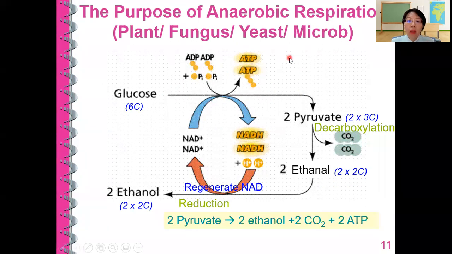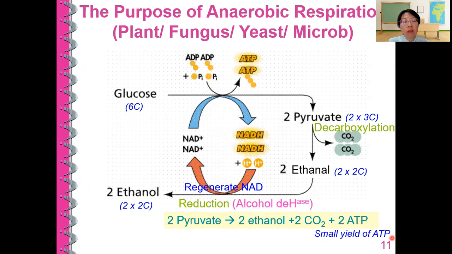Okay, so the equation will be 1 glucose gives 2 pyruvate and then converted to 2 ethanol plus 2 CO2 plus 2 ATP per glucose molecule. Okay, so this is again a very small yield of ATP compared to aerobic respiration. And the enzyme that catalyzes this reaction is called alcohol dehydrogenase or ethanol dehydrogenase, because the alcohol here is ethanol.